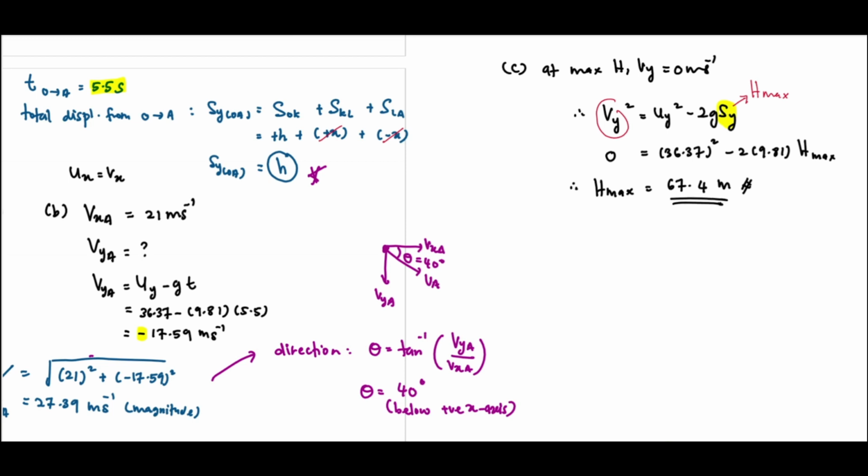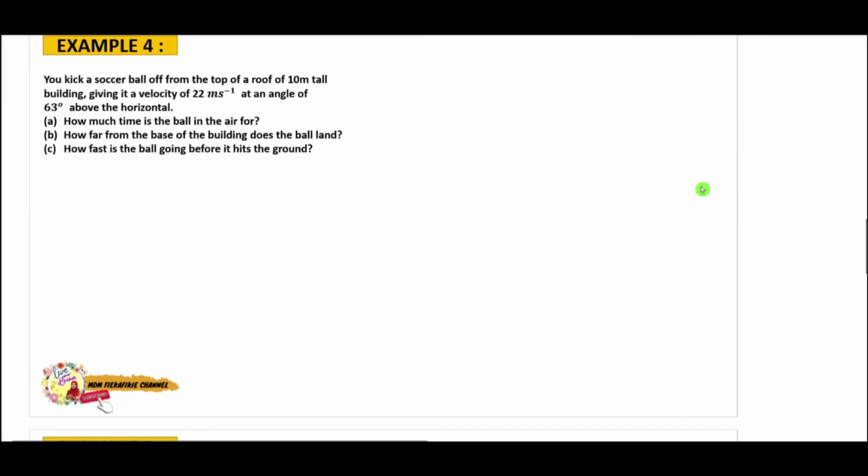Let's proceed to example number 4. Okay, example number 4, you kick a soccer ball off from the top of a roof of 10 meter tall building, giving it a velocity of 22 meter per second, means that this is the height of the building, 22 meter per second is the initial velocity at angle of 63 degree above the horizontal. Okay, apa kita buat? Kita mesti lukis dulu. Okay, let's say this is the ground. Okay, and then this is the building.